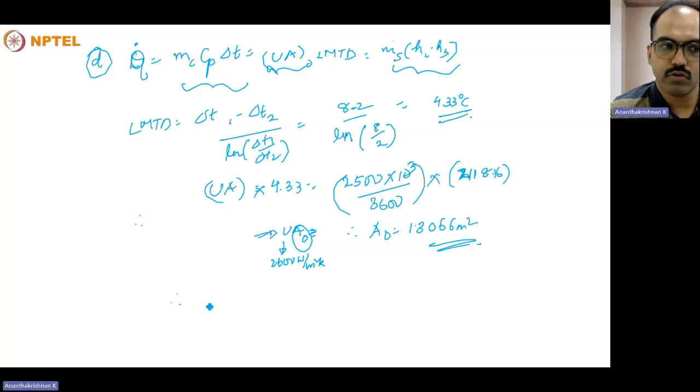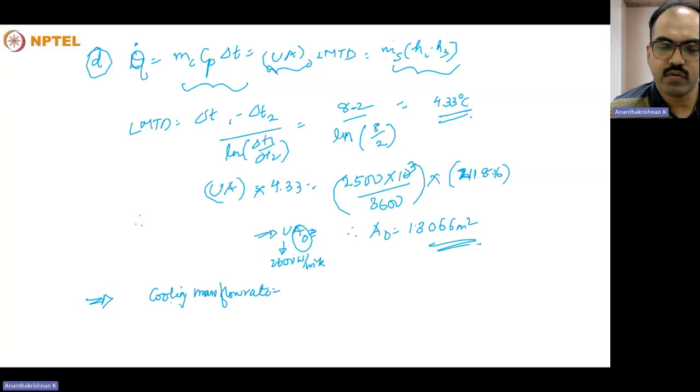But this doesn't tell the whole story. This is just the total outer area. But we know the dimensions of a single tube. We have to somehow find the number of tubes that we require to facilitate the energy transfer. For that, we know one thing, the cooling water mass flow rate. We have seen in the first part of the problem, the cooling water mass flow rate is 5855.2.